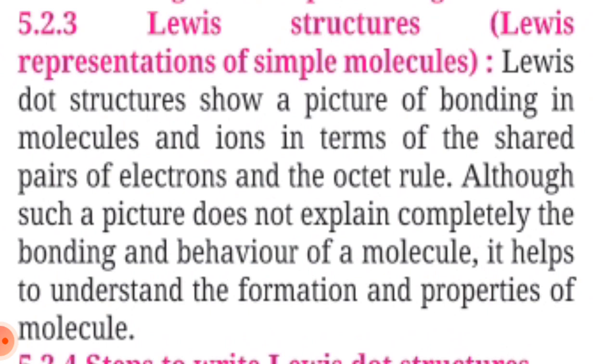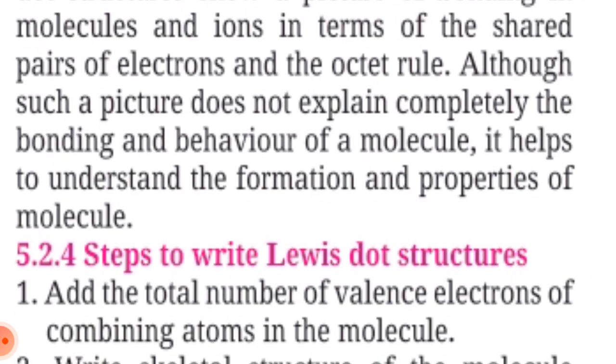5.2.3 Lewis structure. Lewis representation of simple molecules. Lewis dot structures show a picture of bonding in molecules and ions in terms of their shared pairs of electrons and the octet rule. Although such a picture does not explain completely the bonding and behavior of a molecule, it helps to understand the formation and properties of molecules.